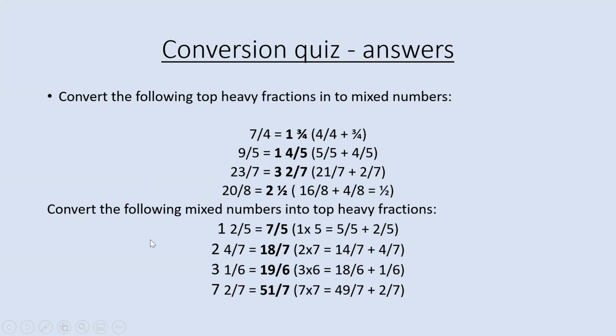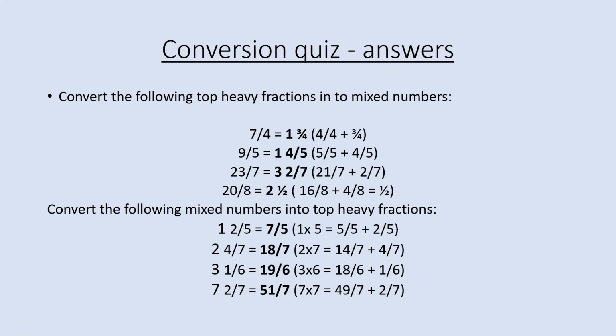If we're converting mixed numbers into top-heavy fractions, 1 2/5 equals 7/5. So 1 times 5 will give us the 5/5, plus we have the 2/5 to add on top of that, which gives us 7/5. 2 4/7 would equal 18/7. We take the whole number 2 and multiply the denominator in the sevenths fraction. So 2 times 7 equals 14/7, plus we have 4/7 to add on top of that, which takes us to 18/7.